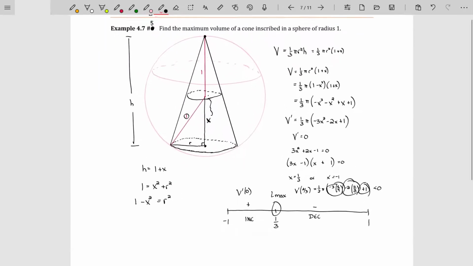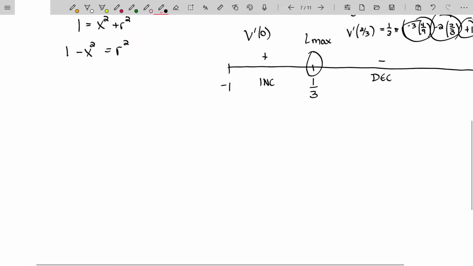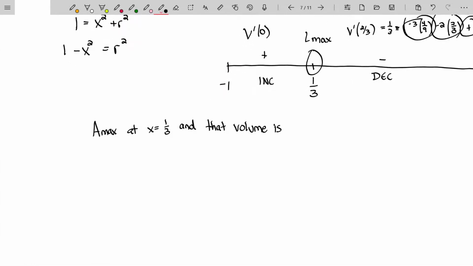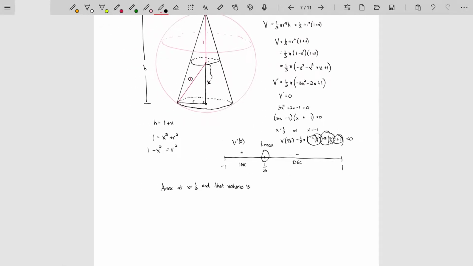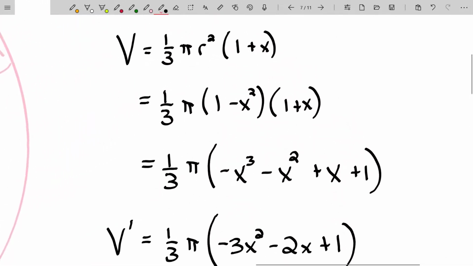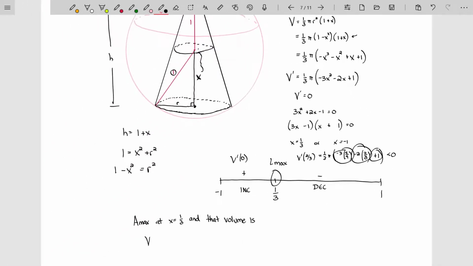Find the maximum volume now. Well, we get an absolute maximum when x is 1/3. And that volume is, let's see, where's our volume formula? Just in terms of x's. So I'm going to plug 1/3 into that formula. So volume at 1/3 is 1/3 pi times 1 minus 1/9 times 1 plus 1/3.